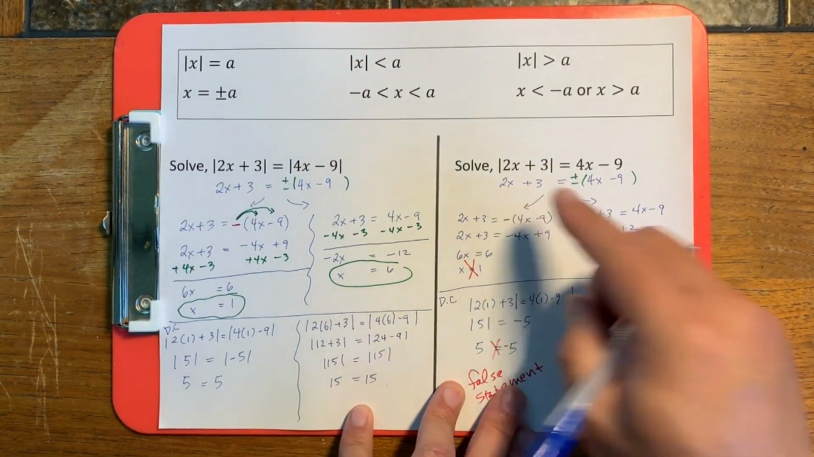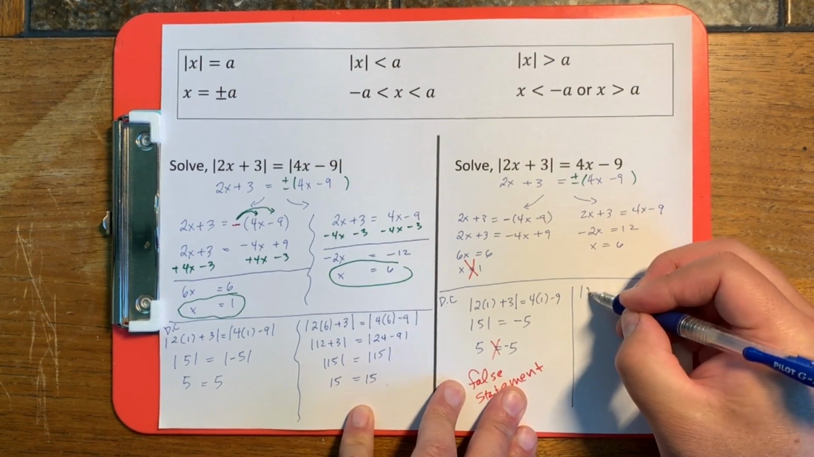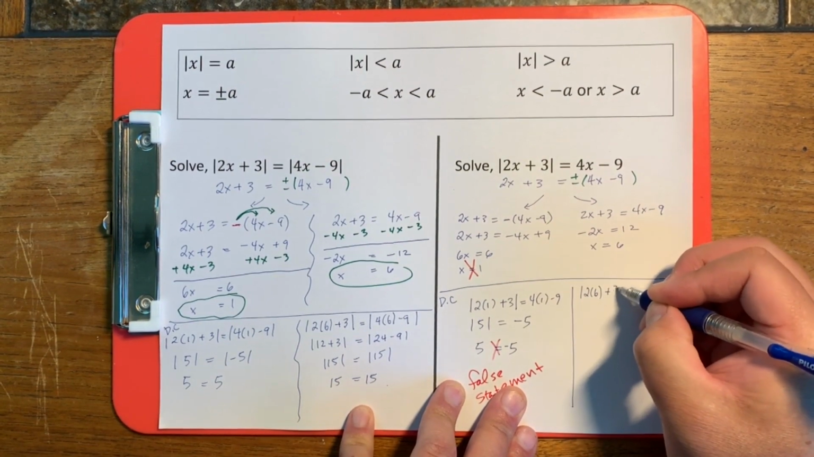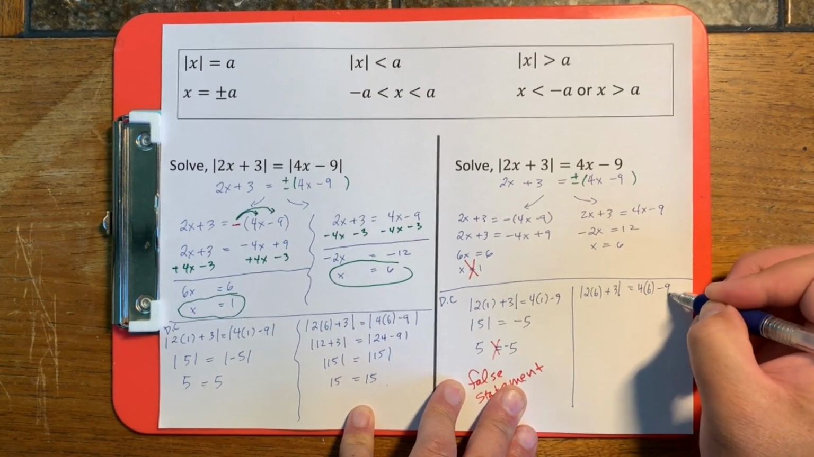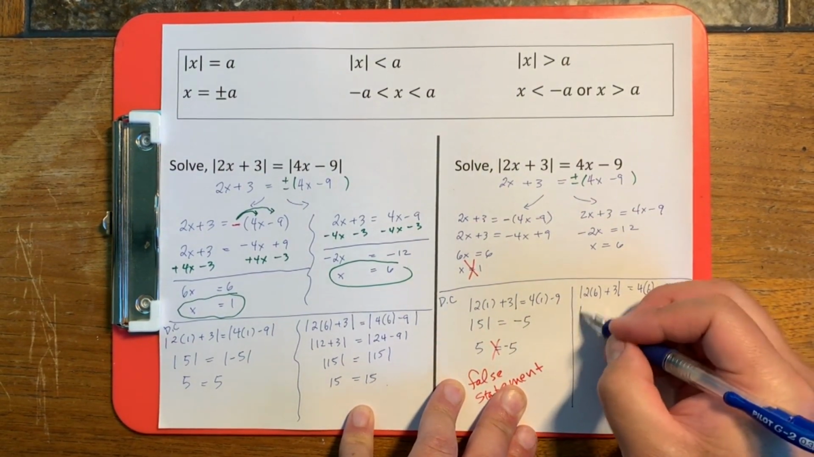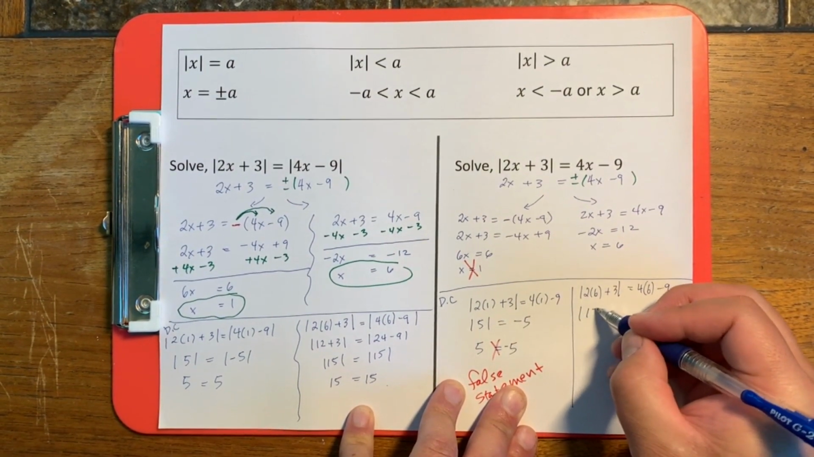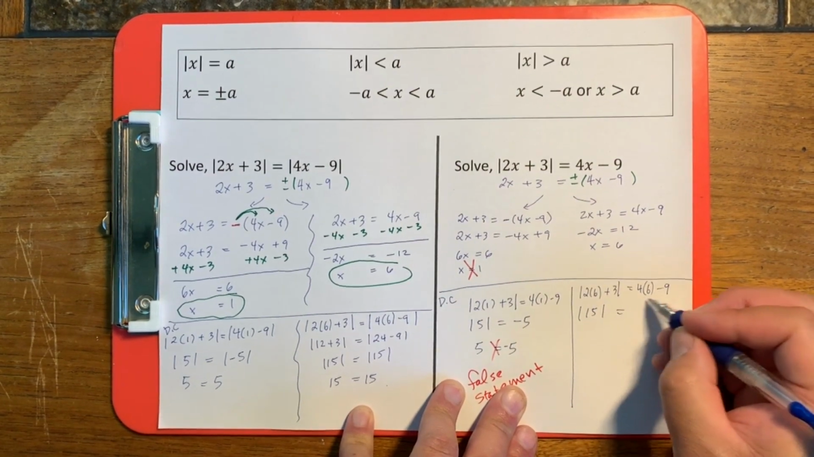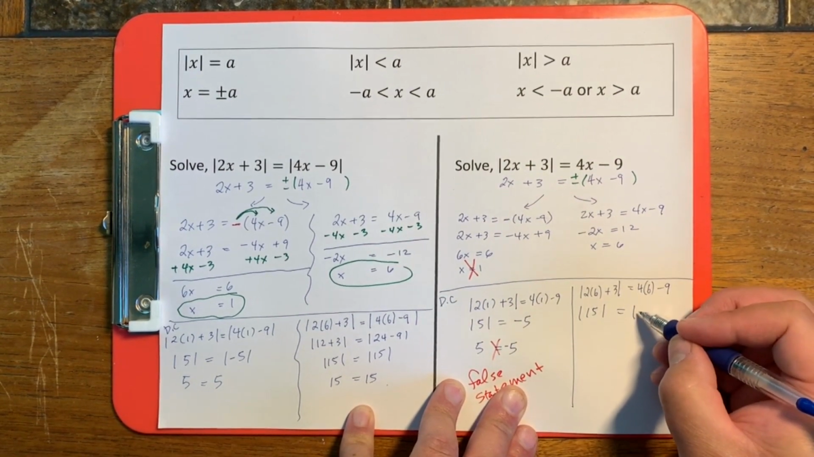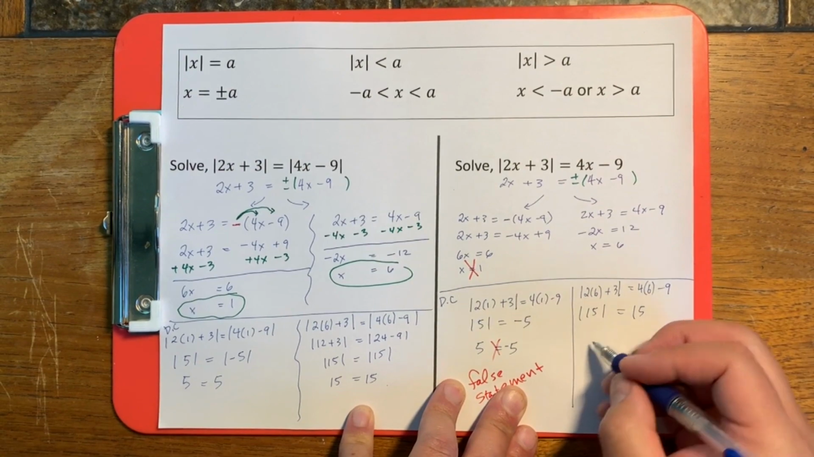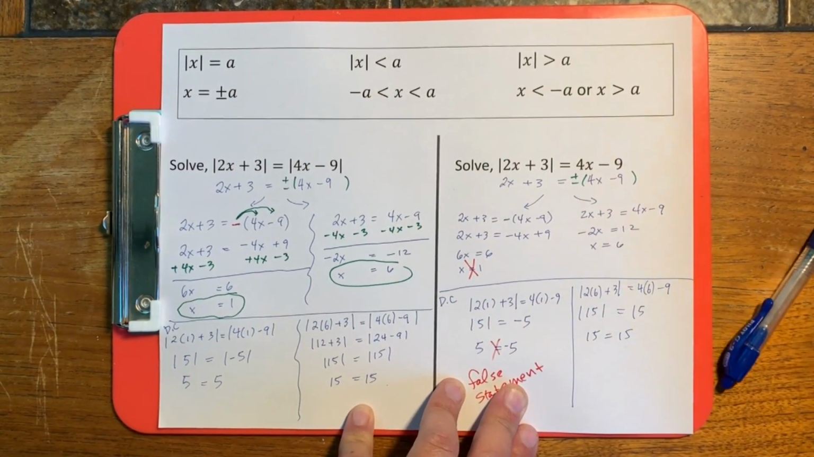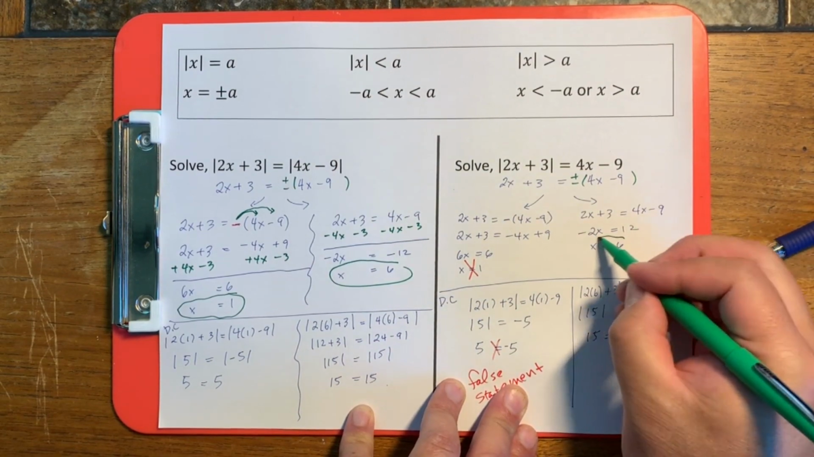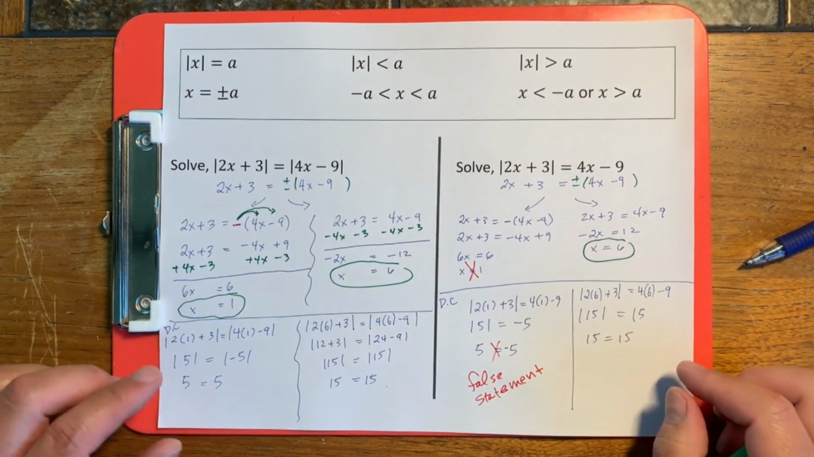So let's plug in 6 into here. So we get 12 plus 3 is 15. 24 minus 9 is 15. And the absolute value of 15 is equal to 15. That's a true statement, so this is the correct answer.